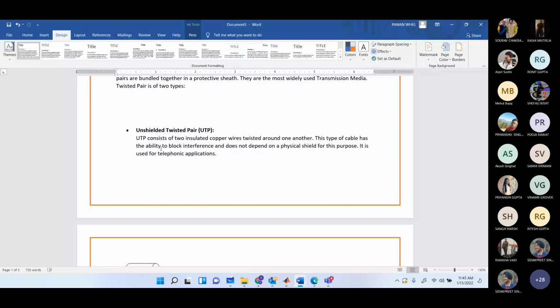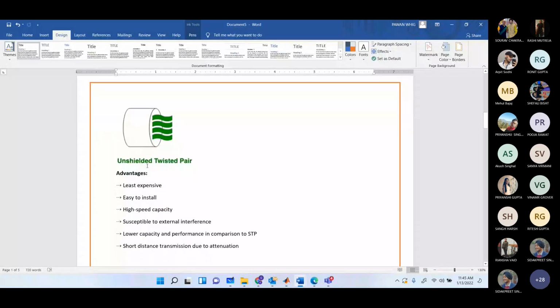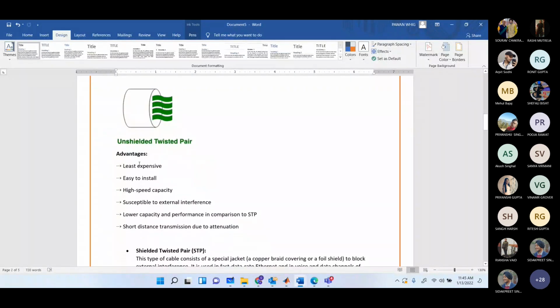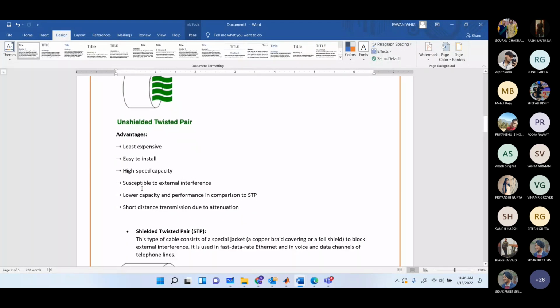They are using this kind of UTP earlier. So unshielded twisted pair. Now the advantages are: least expensive, meaning very cheap, easy to install, high speed capacity. The disadvantage is that it is susceptible to external interference, meaning it is not protected from external signals.